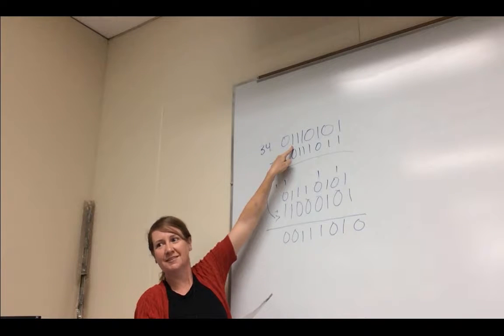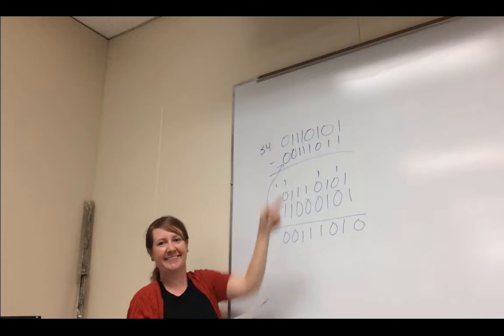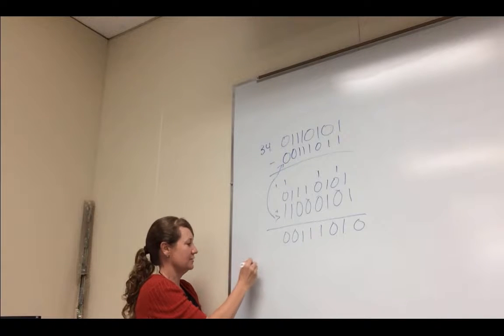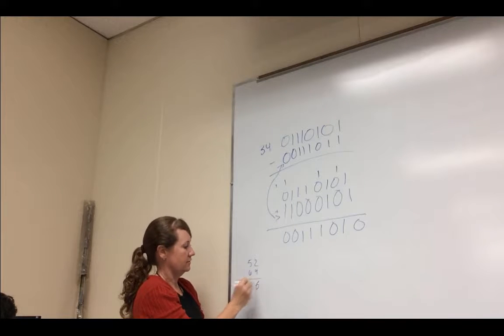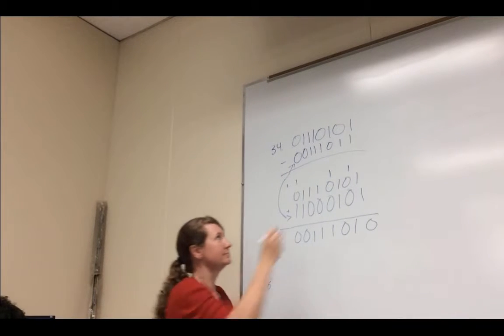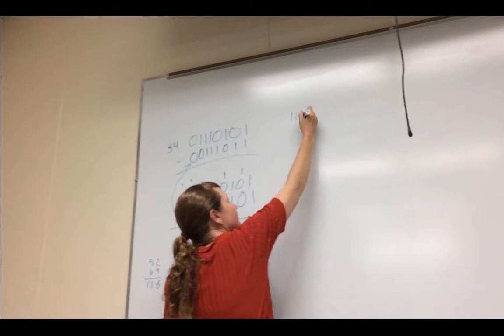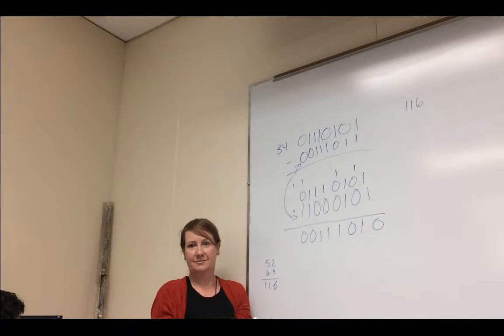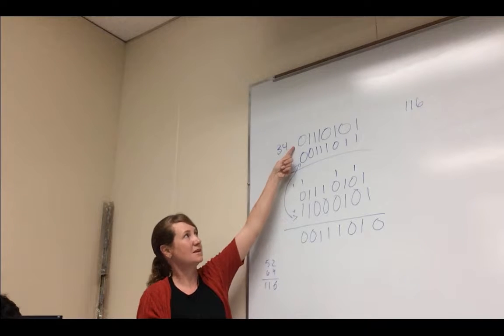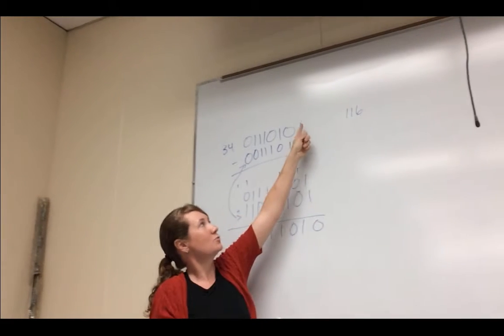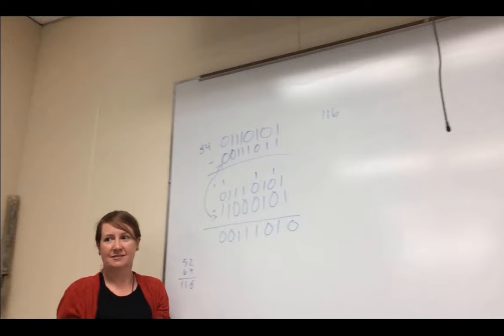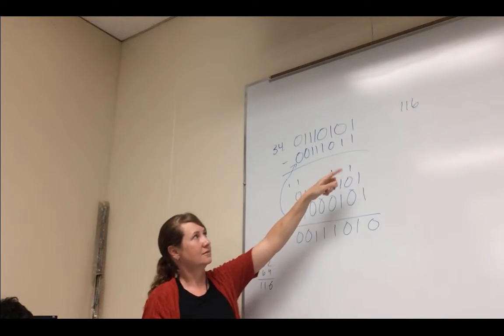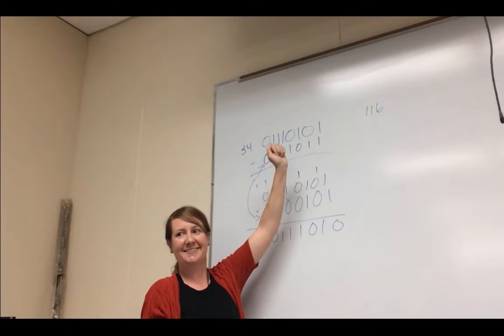You guys tell me. What's 52 plus 64? 6. 116? Because we should get the same answer at the end if you translate these to decimal. Okay, because remember that this is the same number. We're just representing it differently. Okay? And I did that right. You guys are checking me, right?